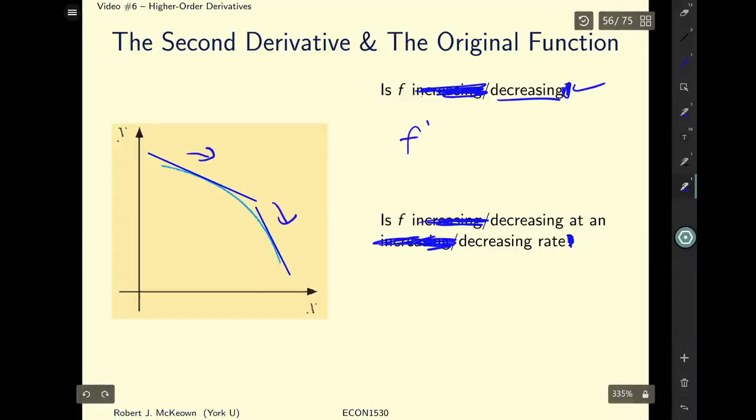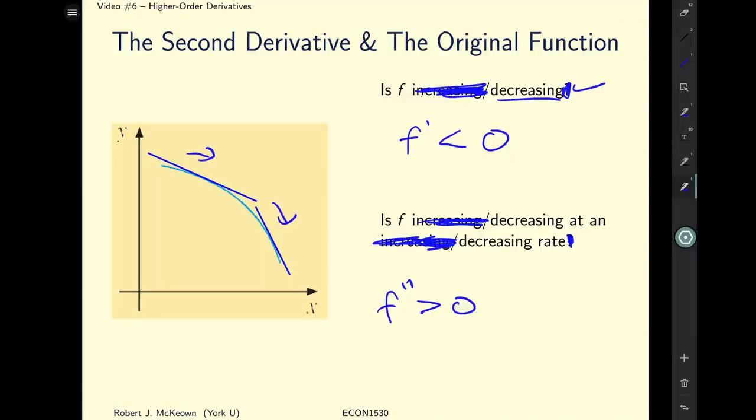So we've got f prime is less than 0, and we've got f double prime is greater than 0. I'm getting tired. I'm making mistakes. So the function f is concave.